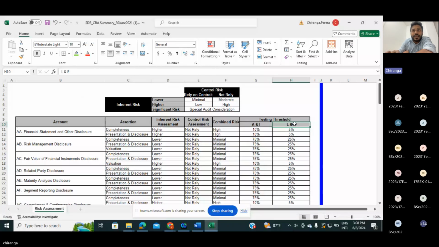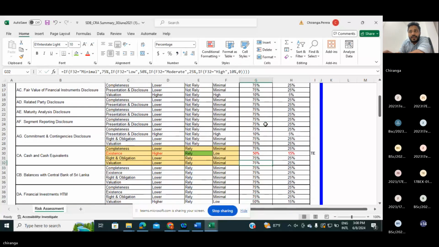So here you can see 15 for liability and expenses, right? Asset and income get 50, because for asset and income we are always trying to overstate. Income and expenses and liabilities we are going to understate. That's why we have two different thresholds. Liabilities and expenses have the lesser one, and lesser means higher scope, right? So I'm going to change this reliant control to not reliant control, so you can see the impact.